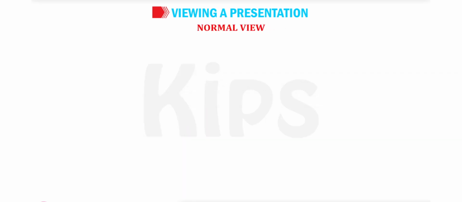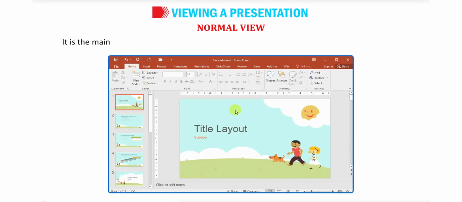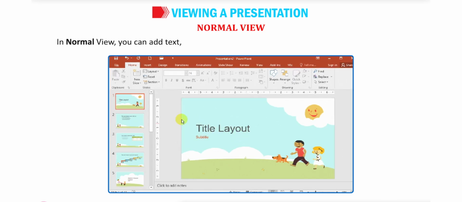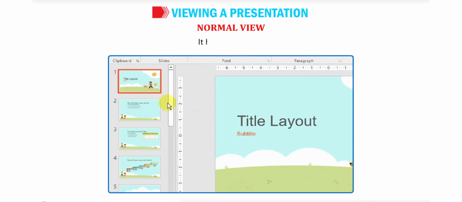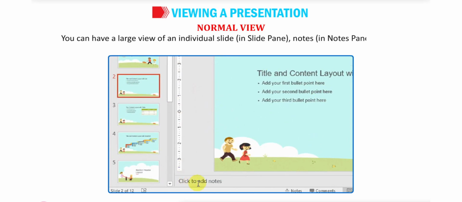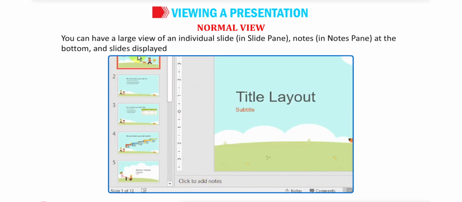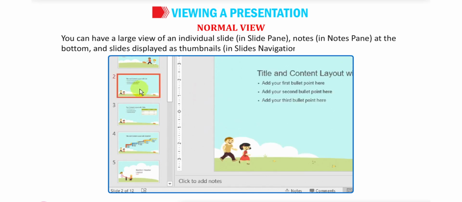Let me tell you about normal view first. It is the main editing view which is used to write and design the slides for the presentation. In normal view, you can add text, graphics, sound, animation and other effects to your slides. It has 3 parts. You can have a large view of an individual slide in the slide pane, notes in the notes pane at the bottom, and slides displayed as thumbnails in the slide navigation pane, all at the same time.